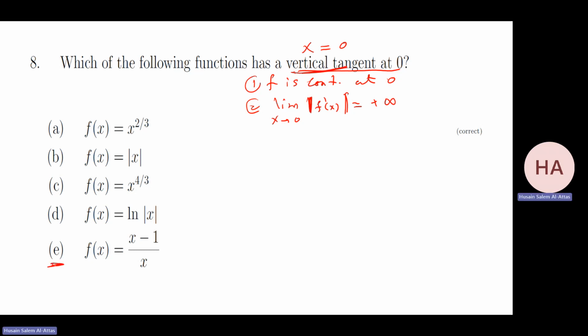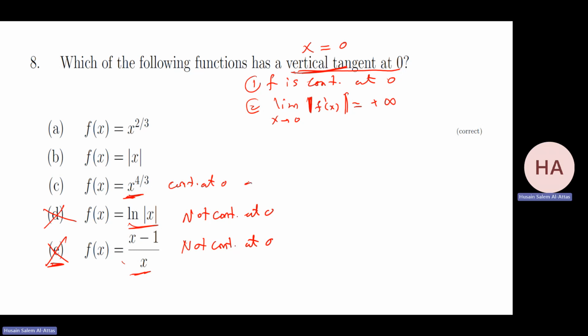Now check them one by one. Is this function continuous at 0? No, not continuous at 0. Not defined at 0, so not continuous. This one, same thing, not continuous at 0, not defined at 0, so this is out. Let me come here. This one continuous at 0, yes. This is not continuous at 0. This one continuous at 0, it's continuous at 0.